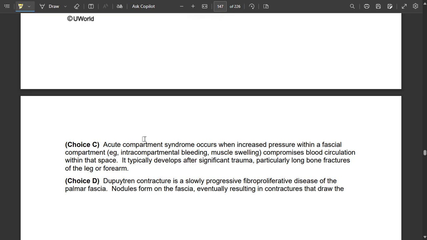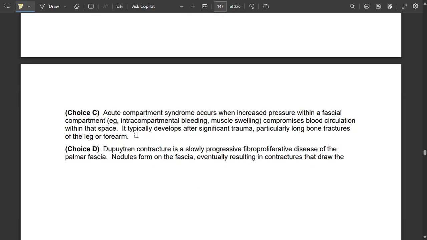Acute compartment syndrome occurs when there is increased pressure within a fascial compartment, from intracompartmental bleeding or muscle swelling, compromising blood circulation within the space. It typically develops after significant trauma, particularly long bone fractures of the leg or forearm.